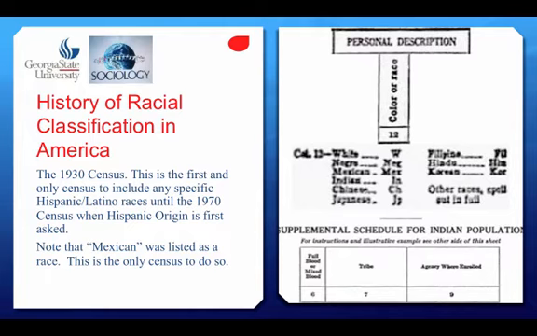You can see that this is really made up. You can see the government is changing things around quite a bit and socially constructing what race actually is.